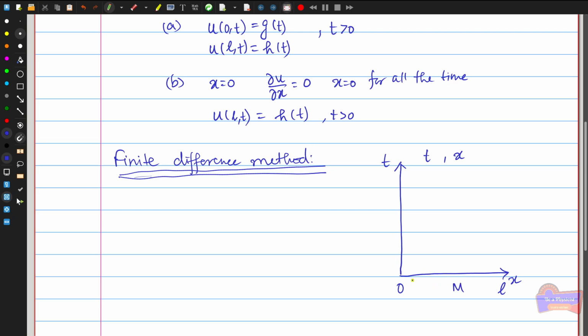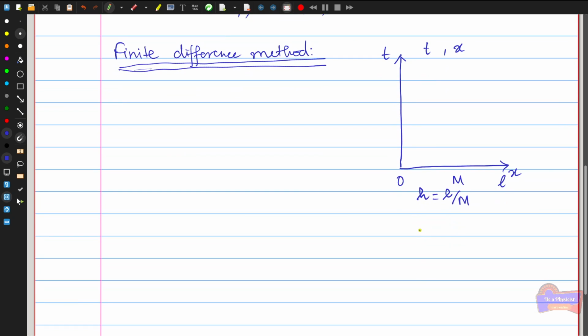equal parts, let's say. Each mesh point on this x-axis can be written as follows. If we take the mesh size as h on the x-axis, it is given by the total length L divided by m. That is the total number of mesh points which we have got. Therefore, the mesh points along the x-axis can be written as x_i = i times h, where i runs from 0, 1, 2 up to the m-th value.